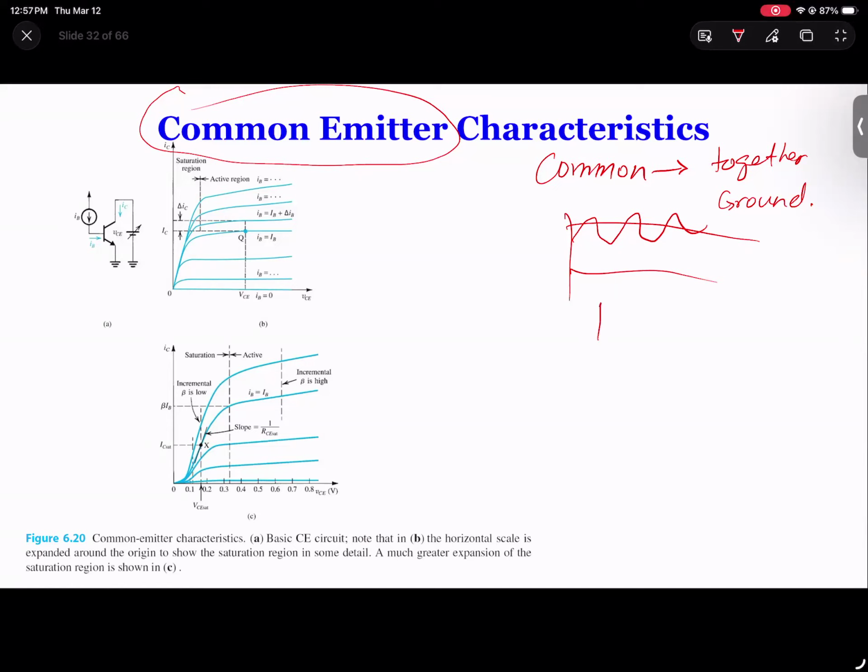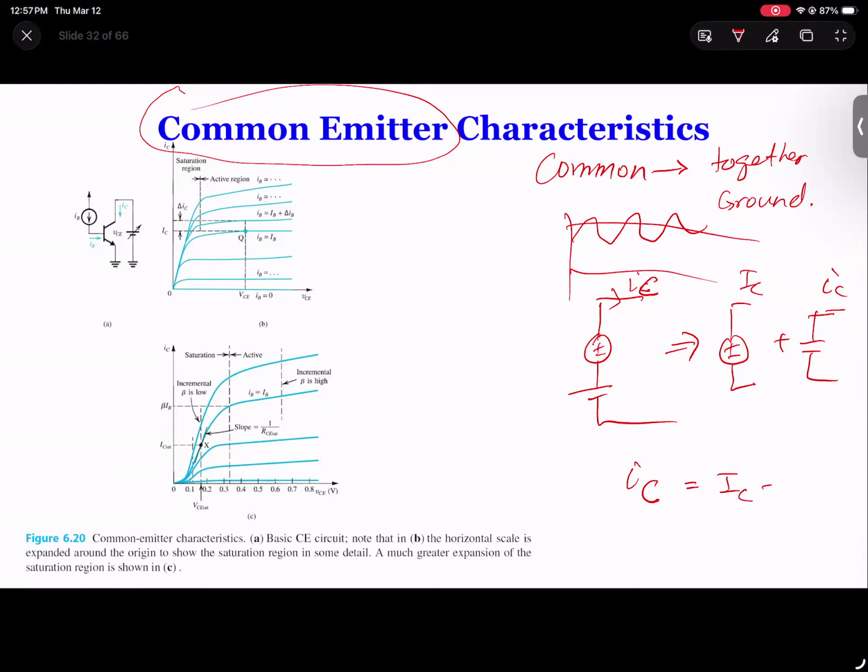If you have a voltage source, when you do superposition, you do one AC plus one DC. Let's say you have IC, and your total I, typically it's called capital IC. So capital IC equals lowercase ic plus DC IC. You do superposition, you do DC separately, and you do AC, and you add them together, that's your total current.